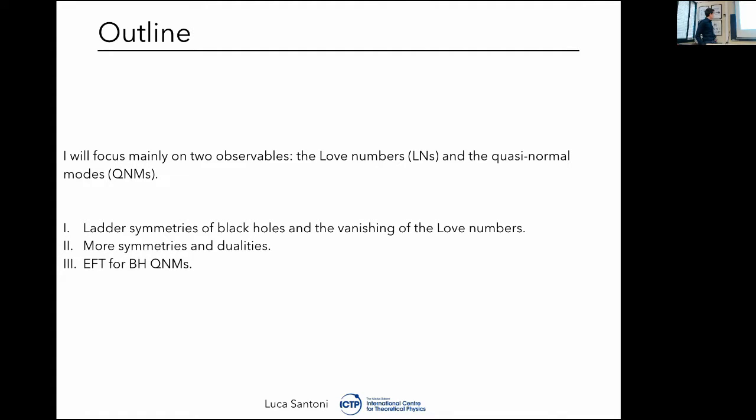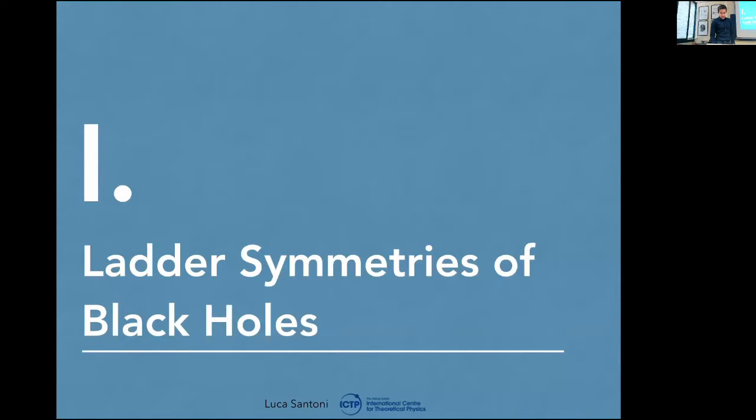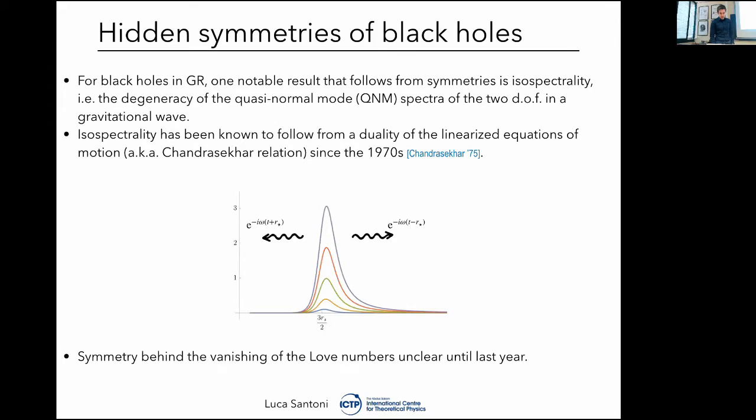I will organize the presentation in 3 sections. In the first one, I will mention some recently discovered symmetries of black holes, which we call ladder symmetries, and the relation with the vanishing of the Love numbers. The second, I will tell you more about symmetries and dualities for black holes. And third, I will mention an effective field theory approach to study the ringdown. Okay, let me start from the first one.